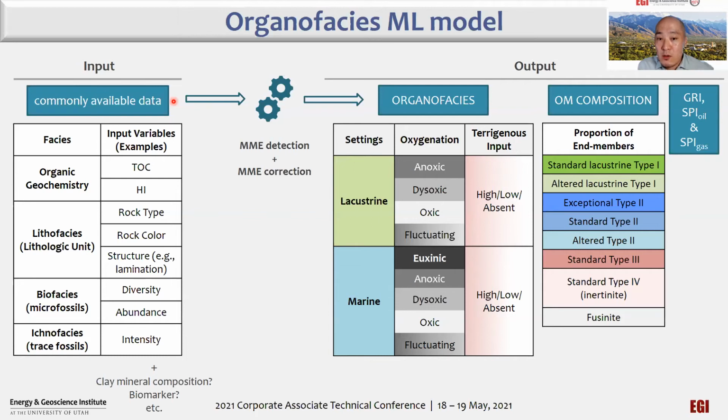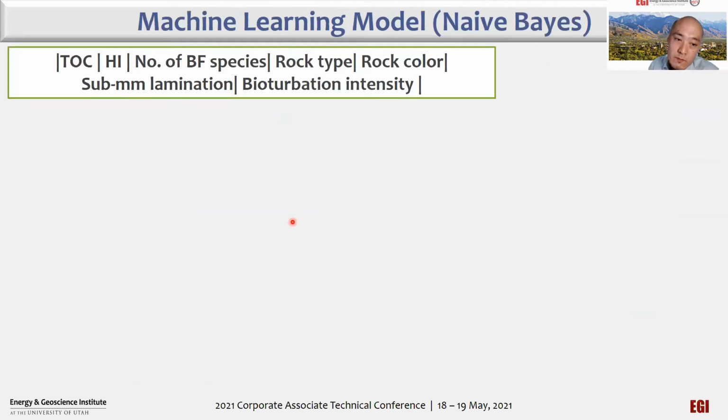And with these output, we should be able to calculate GRI and phase-specific SPI, and you can incorporate this model into your workflow in your company. As a proof of concept, we ran a machine learning algorithm with a small set of input variables, including TOC, HI, the number of benthic foraminiferal species, rock type, rock color, the presence or absence of fine lamination, and the intensity of bioturbation. These are commonly available in well reports.